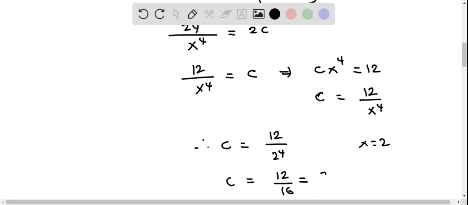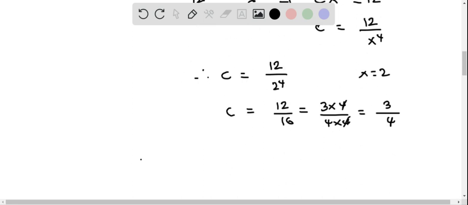That is, 12 is 3 times 4, and 16 is 4 times 4. So these two 4s get cancelled, and the simplified form is 3 over 4, that is 3 fourths. So we found the value of c equals 3 fourths, and so answer choice B is correct.